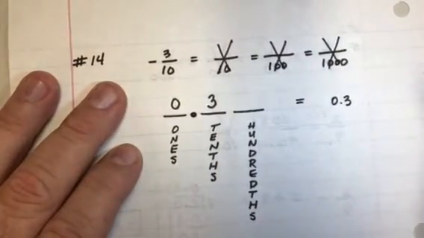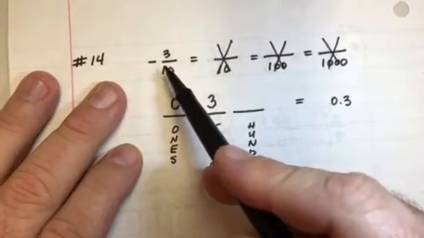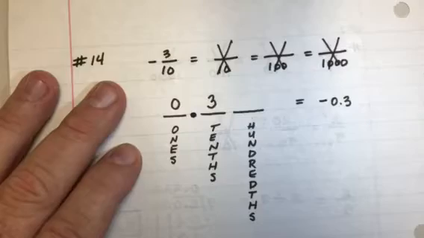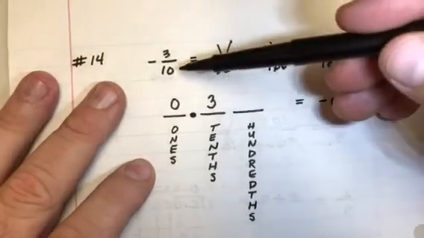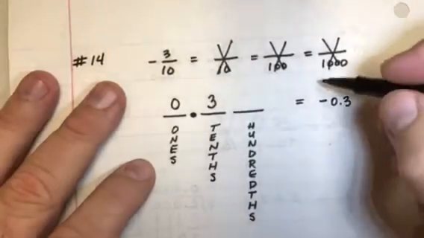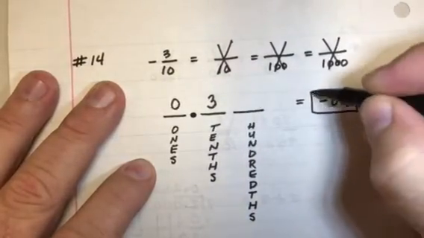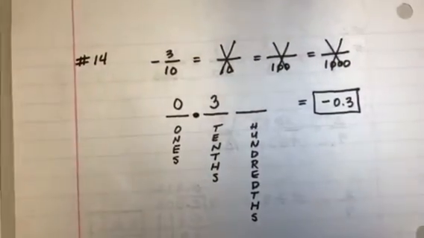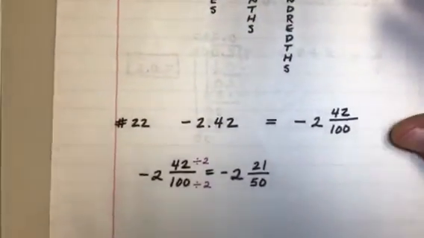But don't forget, it was a negative fraction to start with, so it's still negative when you convert it to a decimal. All right, so pay attention. Sometimes you don't have to do any division if you already have a denominator of 10, 100, or 1,000. All right, so it started as a negative fraction, and it ends as a negative decimal. Okay, one last example for you.